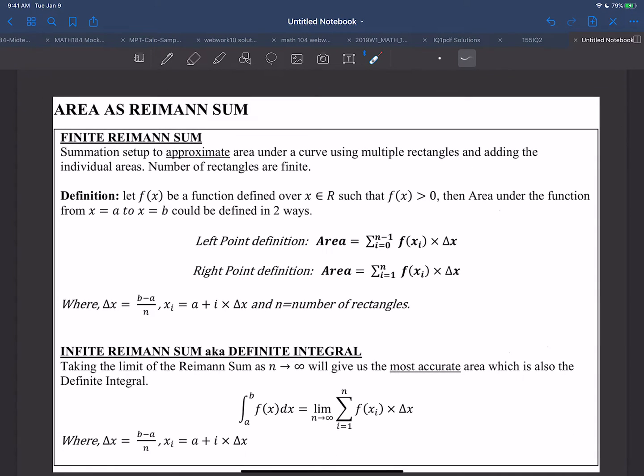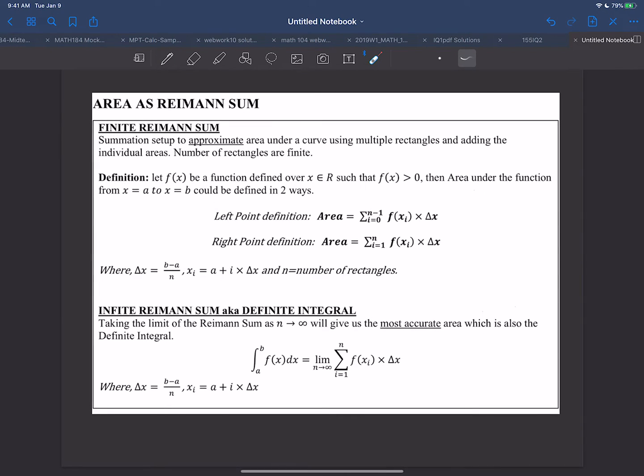Okay? And by definition, delta x is always going to be b minus a over n. And x of i is always going to be a plus i times delta x. And n is going to be the number of rectangles. So now, any more questions on this? Just the formula of it, just the expression of it. We're going to do one more problem right now, so that everything will fall into place.